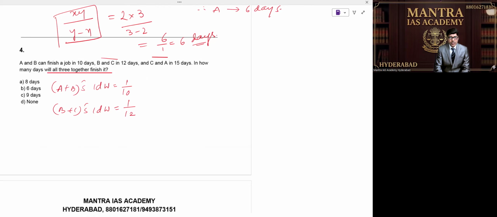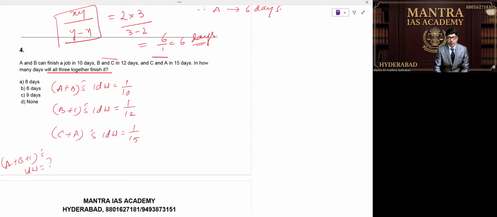C plus A's one day's work is 1 by 15. Now, my target is what? All together implies A plus B plus C's one day's work. If I find that, of course, the reverse is automatically my answer. So my target now is to find A plus B plus C's one day's work.